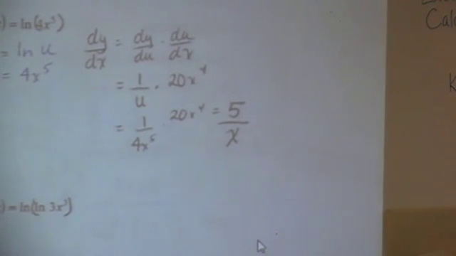Everybody get 5 over x? Yes. Alright. Now, on 8 it gets a little bit more challenging. What do you think I need to do? Chain rule again, more pieces. This time I think 3 pieces. So let's say y is log u, and u is log w, and w equals 3x to the 4th.